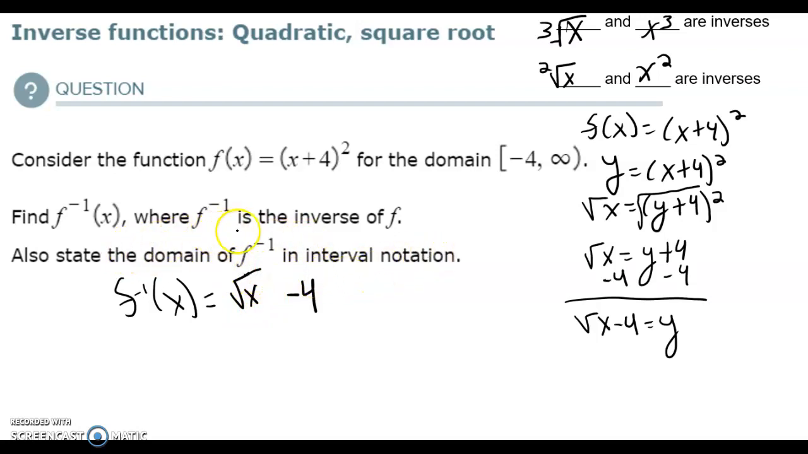And then it also asks for the domain. So we need to remember the square root function. If you remember, it looks something like this. We cannot put a negative number into the square root. So my domain would be, but we can put a 0. Anything above 0, we can input into this function. Oh, I didn't mean to erase that.